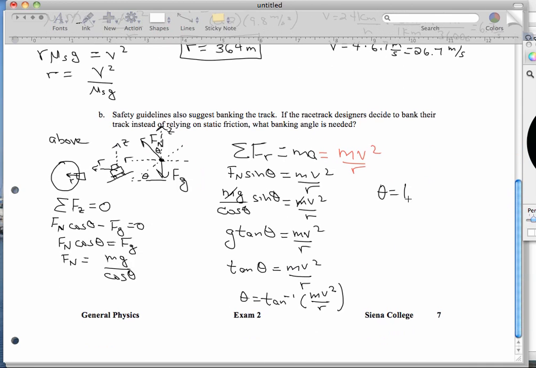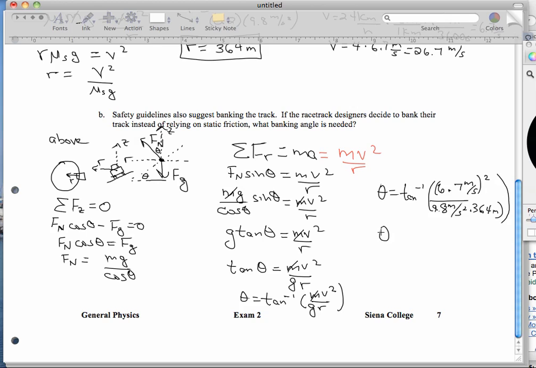So we have theta is equal to tan inverse. And I'm sorry here, I should have canceled my m's, so I'm going to take the m's out. And so I should just have v squared over r. So I'm going to put in 6.7 meters per second squared divided by 9.8. Okay, so what have I done here? I've left out my g also over here. So I have this g that I needed to divide by. So I need to add in my g here and my g here. So I've got 9.8 meters per second squared times r, which was 364 meters.